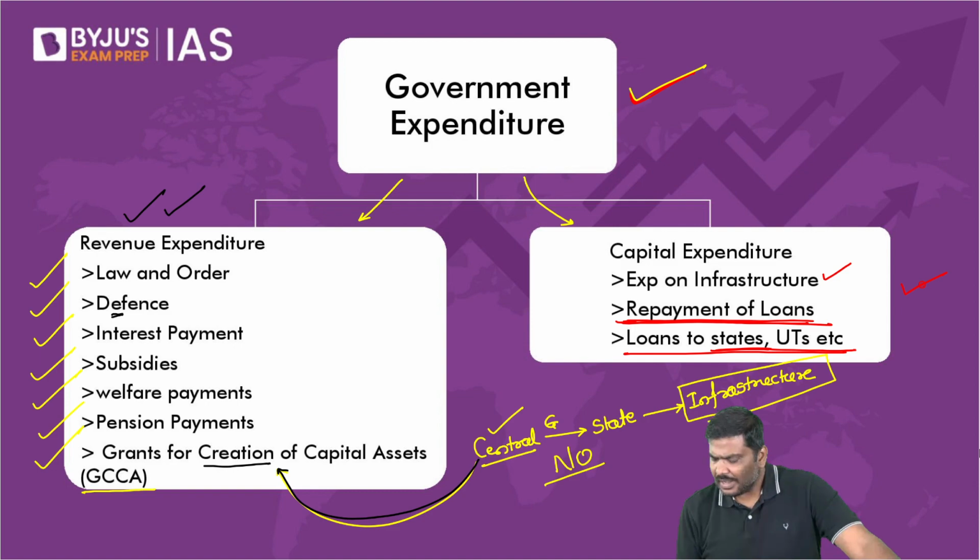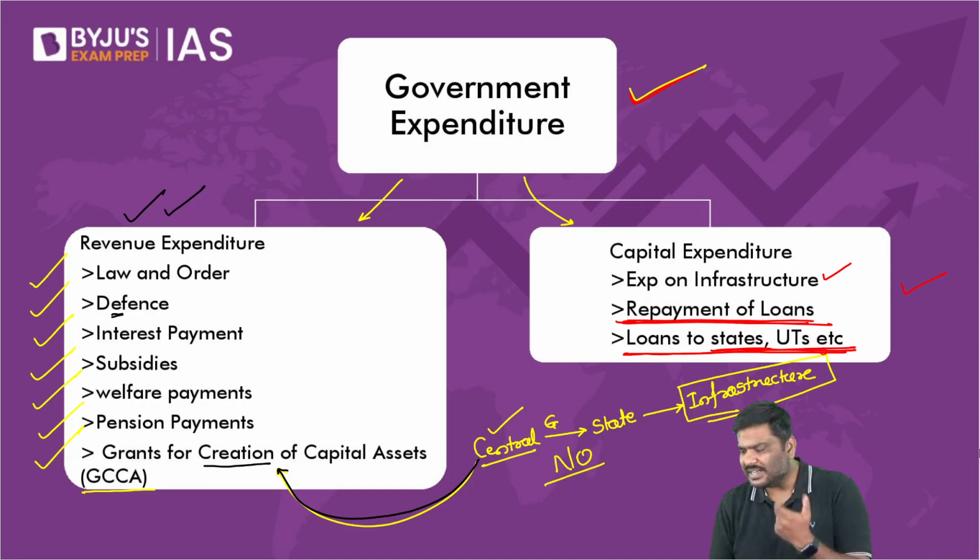Any problem here? Point 3 of capital expenditure: loans which are given by the central government to the state governments and union territories. What is the difficulty in this? Loans are given, that is counted as a part of capital expenditure. Any difficulty in this?